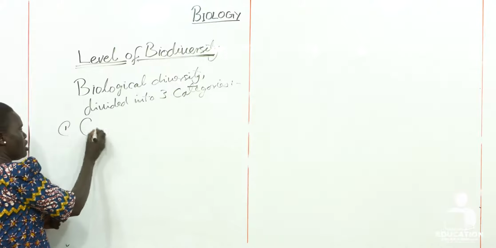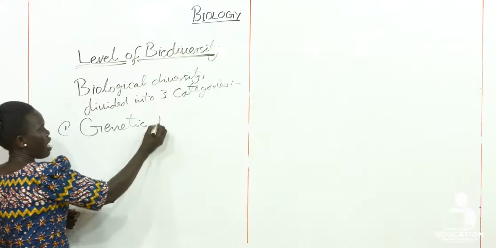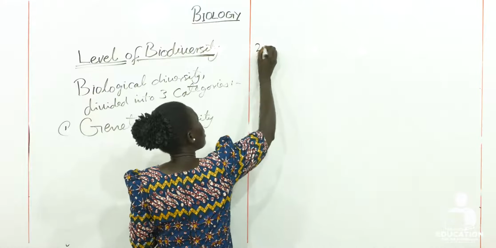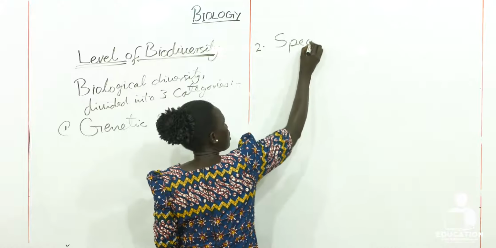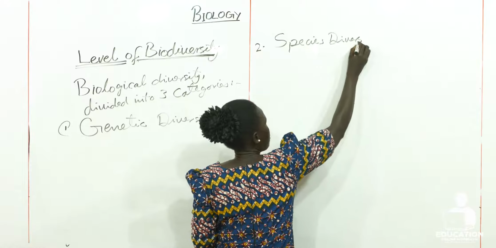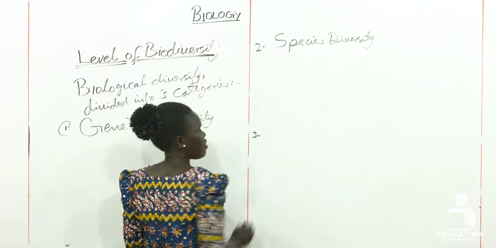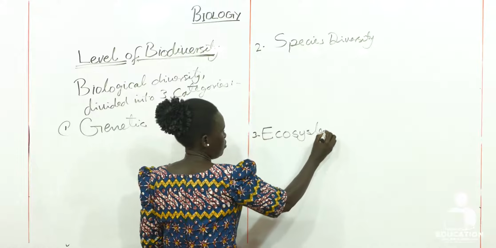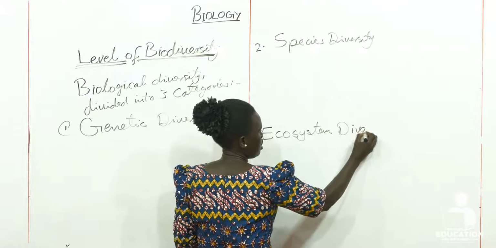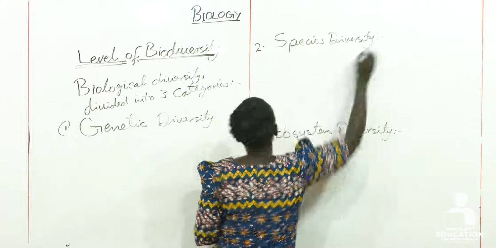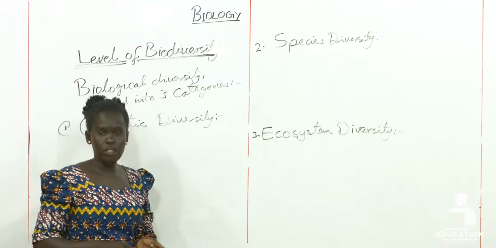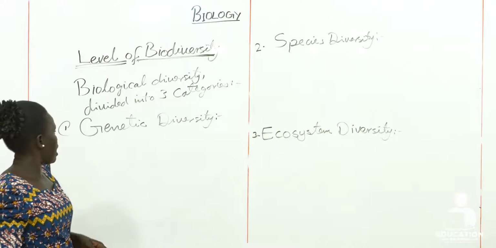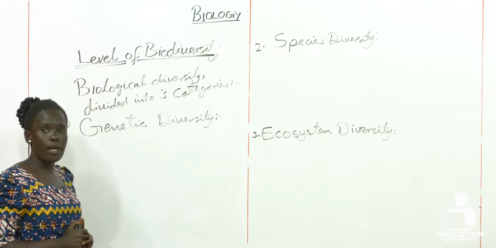One is genetic diversity. Number 2 is species diversity. Number 3 is ecosystem diversity. So these are the 3 levels of biodiversity. Then let us discuss the levels of biodiversity one by one.